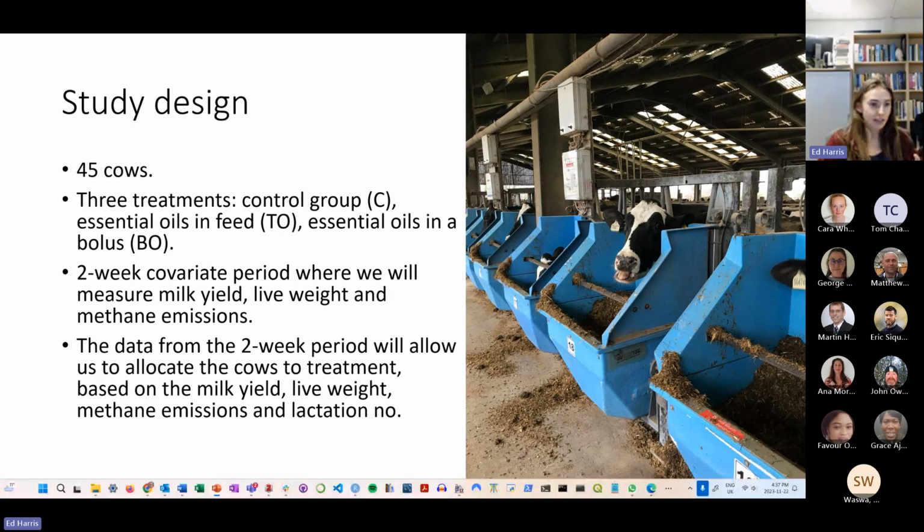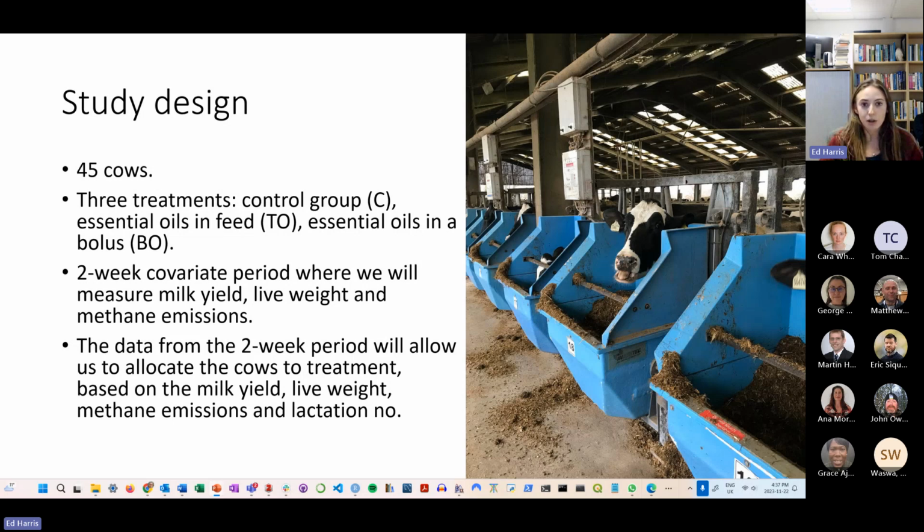So just a quick overall view on the study design. We are planning to have 45 cows in total, and they will be split into 3 treatment groups, so 15 cows per group. We'll have a control group that will just be fed the basal mixed ration farm, we'll have a group that will be fed the essential oils in the feed, and we'll have a third group which will have the essential oils in the bolus.